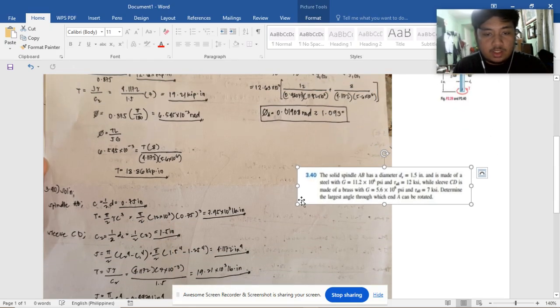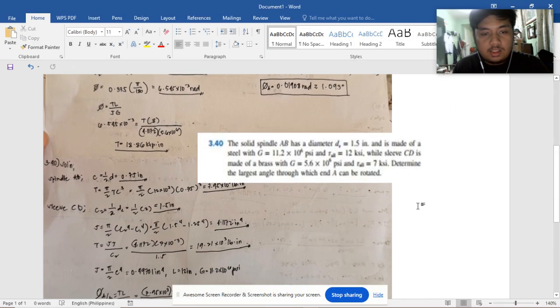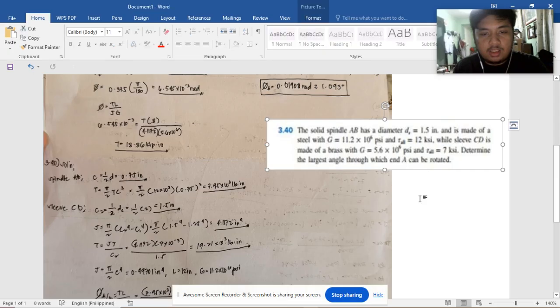So for the next question, a solid spindle AB has a diameter D equal to 1.5 inches and is made of steel with G equal to 11.2 times 10 to the power of 6 psi and τ equal to 12 ksi, while sleeve CD is made of brass with G equal to 5.6 times 10 to the power of 6 psi and τ equal to 7 ksi. Determine the largest angle through which end A can be rotated.